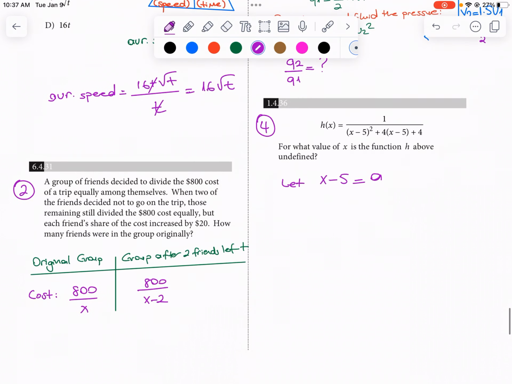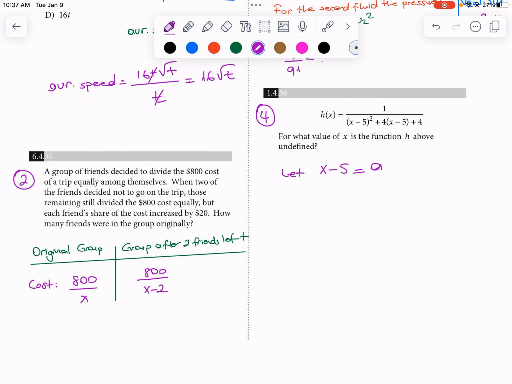So first of all, guys, we have to model it. We have two different cases. For the first case, we do not know the number of friends yet, so I'm going to use X and the total amount of money that they need to pay is 800. So the cost for each person is going to be 800 divided by X. For the second case, after the two friends left, the cost for each person is going to be 800 divided by X minus 2, because the number of friends this time is X minus 2.